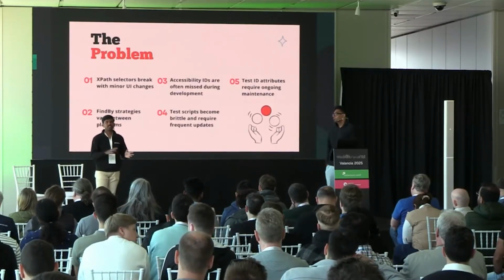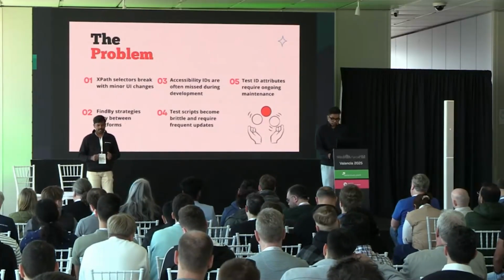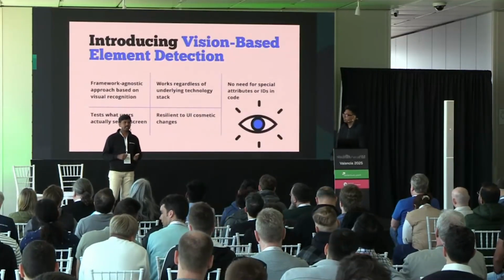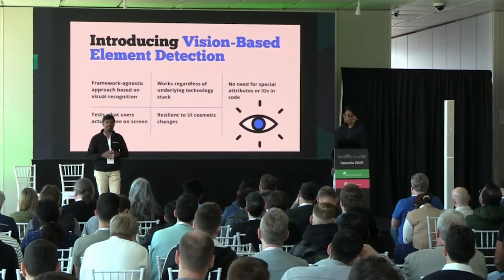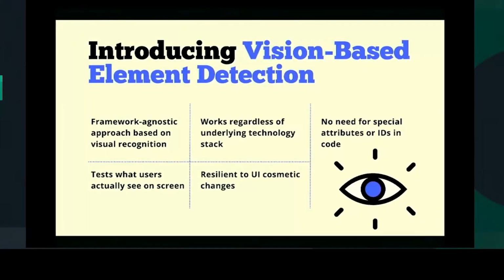And how could we solve this problem? That's where we are introducing vision-based element detection. What if I give a service, instead of DOM, a visual screenshot of my mobile app, and it helps me identify that there is a login button at this specific location? Now you can give that instruction to Appium to perform a click on it, or perform some other action on top of it. So it works irrespective of what the underlying tech stack is.